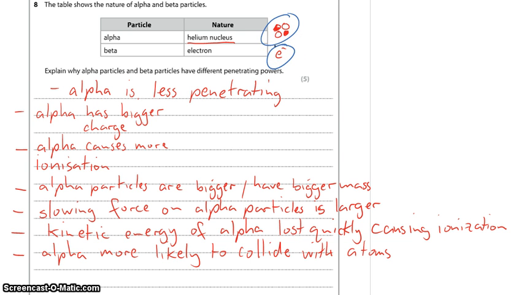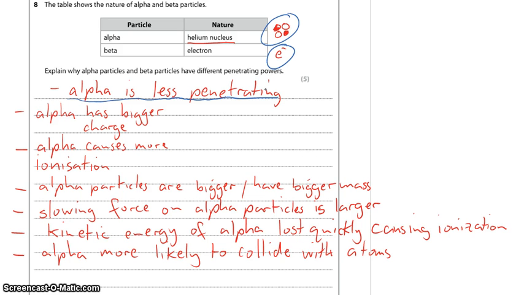Right, the first thing you need to remember is what is the penetrating power of alpha and beta, and you should remember that alpha can be stopped by a thin sheet of paper or skin, whereas beta would need a few millimeters of aluminium. So obviously alpha is less penetrating, it's stopped by paper, whereas beta would pass through.